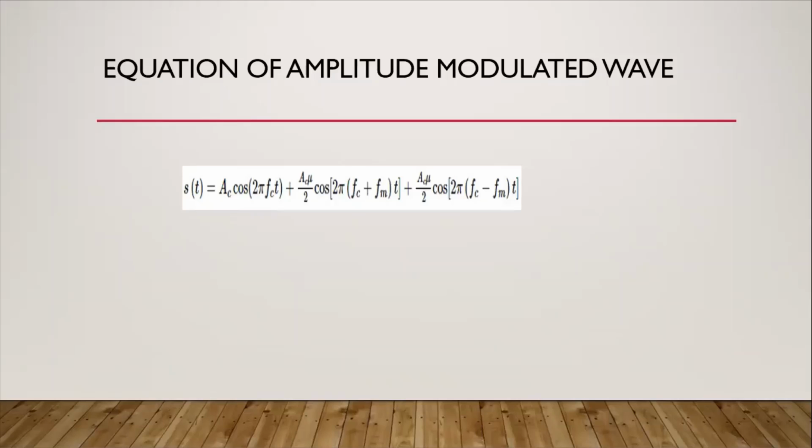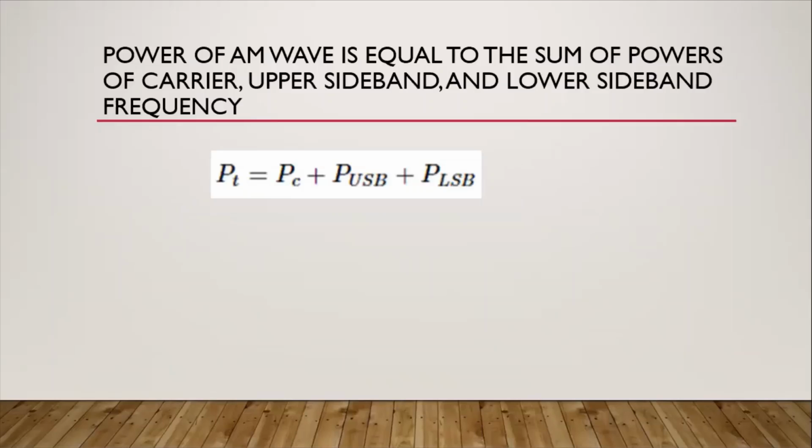First is the equation of the amplitude modulated wave. S of t equals A_c cosine 2 pi f_c t plus A_m over 2 cosine 2 pi (f_c plus f_m) times time. Then on the other side, there is another cosine function: A_m over 2 times cosine 2 pi (f_c minus f_m) times time. That is the equation of the amplitude modulated wave.